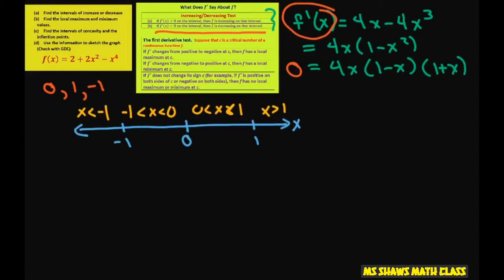And now we just plug in numbers. So if I plug in, say, negative 2, because negative 2 is less than negative 1, in this piece I get a negative, in this piece I get a positive, and in this piece I get a negative. Two negatives make a positive, times a positive, so this is positive. That's how you do the test. That means it's positive, so it's increasing on this interval.